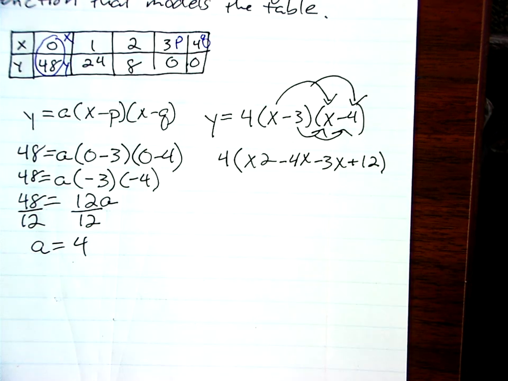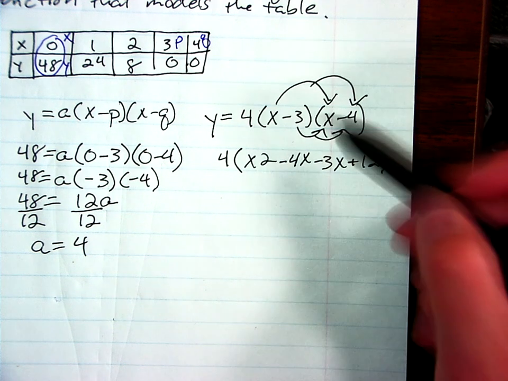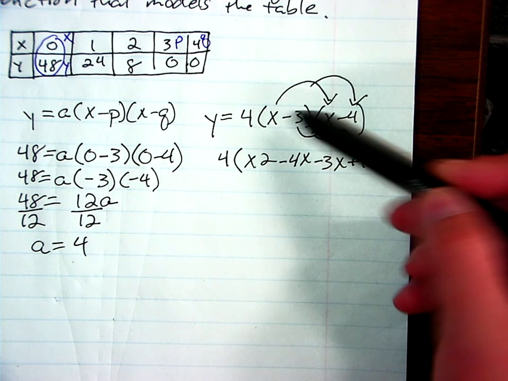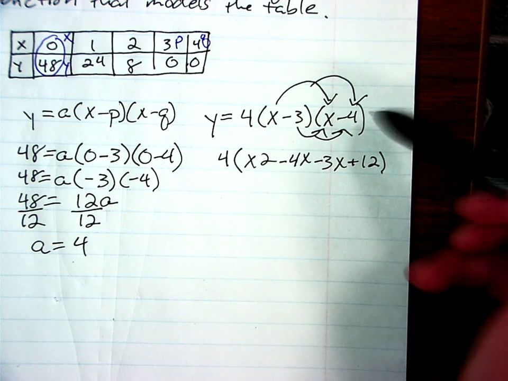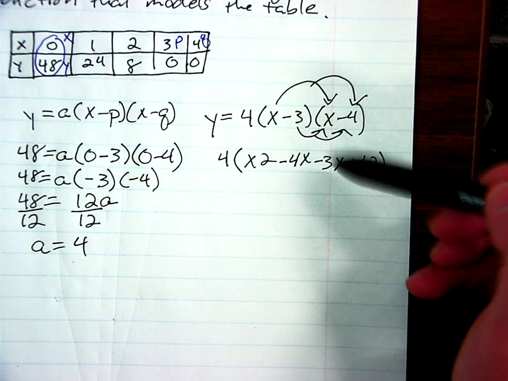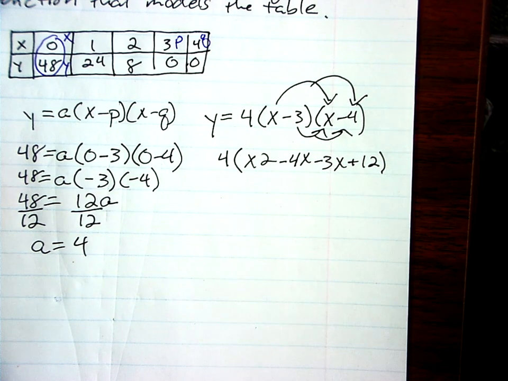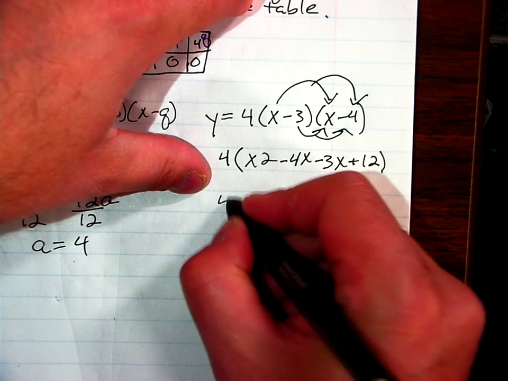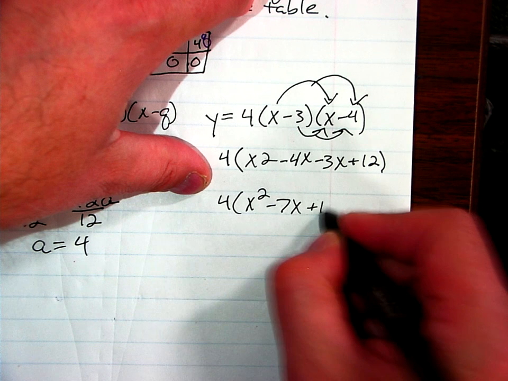Did I lose anyone yet? I lost Jonna. Alright, Jonna. All I did is the distributive property twice. x times x was x squared. x times negative 4 is negative 4x. Negative 3 times x is negative 3x. Negative 3 times negative 4 is positive 12. Are there any terms we can combine? So x squared minus 7x plus 12.